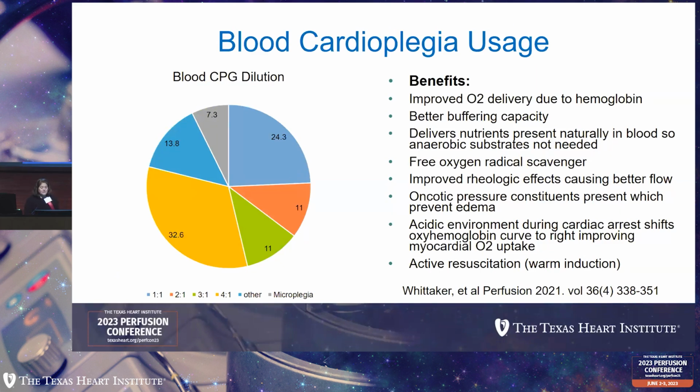Blood cardioplegia has the added advantage of increasing the oxygen carrying capacity due to hemoglobin. It's also a better buffer because of the histidine. You can deliver nutrients that are present naturally in blood to help aid in the anaerobic substrates that are needed. It's a free oxygen radical scavenger. It aids in oncotic load as well as improves the acidotic environment during reperfusion as you give the blood.